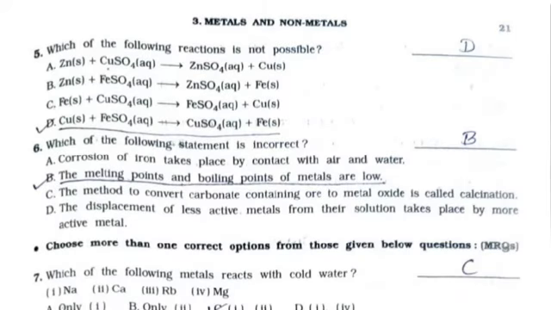Fifth, which of the following reactions is not possible? It's option number D. Cu plus FeSO4 gives CuSO4 plus Fe. Sixth, which of the following statements is incorrect? It's option number B. The melting points and boiling points of metals are low.